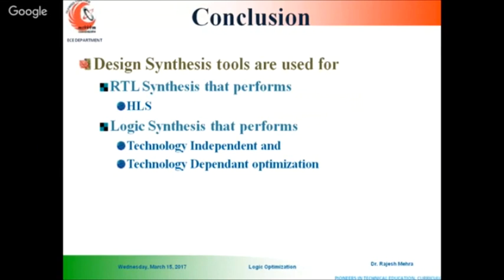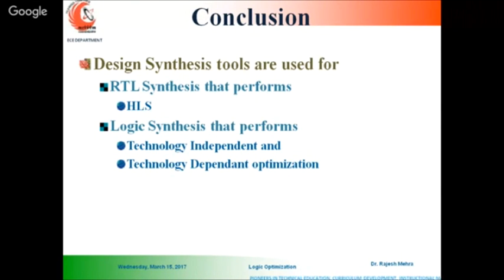So with this we are now going to conclude. Design synthesis tools are used for RTL synthesis, that performs what? That performs HLS, high level synthesis. And then after this HLS we remove the registers again. Then we perform what? We perform technology independent optimization, and then we perform technology dependent optimization, and then again we allocate those registers, and finally we come up with one design, and that can be used in your actual environment.